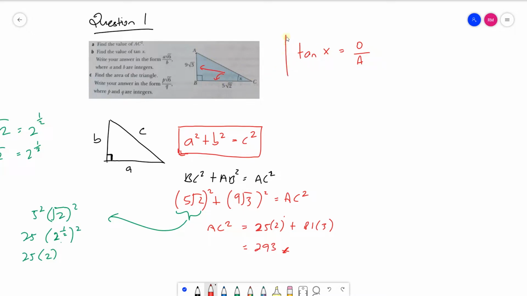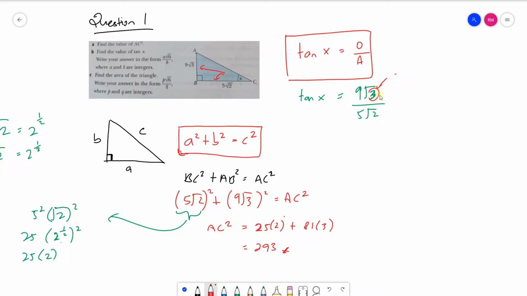So from this rule, we need to find tangent x, which is opposite, equals to 9 surd 3, which is AB, over adjacent, which is 5 surd 2. But this is the answer, but we can't leave it like this because they want the answer in the form of A surd 6 over B, correct? So which means we need to make the surd inside this to be 6 instead of 3. So how can we make it a 6? We need to multiply by another 2, correct?